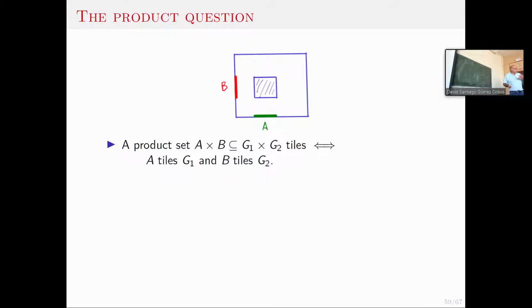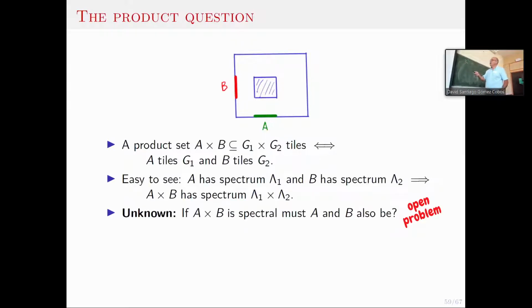Does the same result hold for spectral? So it's easy to see that if A is spectral and B is spectral, with spectra Lambda 1 and Lambda 2, you can cross the spectra and you get a spectrum of A cross B. So one direction is true. If A and B are spectral, A cross B is also spectral. But what about the other direction? This is still unknown. If A cross B is spectral, do we know that A and B are spectral?